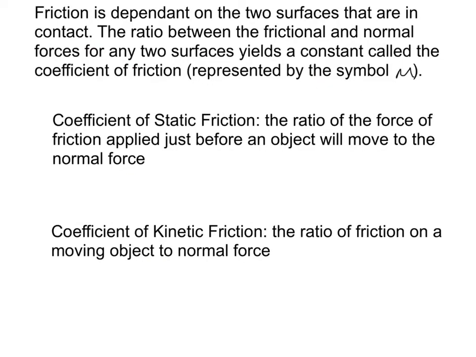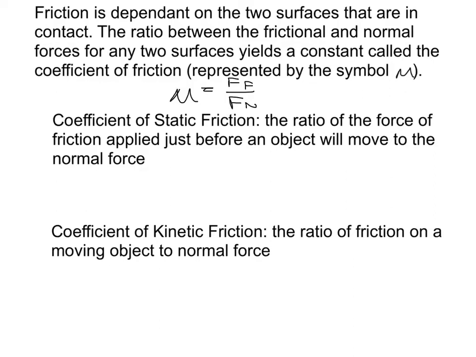So since friction is this attraction between the two surfaces, it obviously depends on the two surfaces that are in contact. So the value that the friction takes on is dependent on these. And the ratio between this frictional force and the normal force of an object is the constant called the coefficient of friction, and we use the symbol mu to represent that. So mu is the frictional force over the normal force. So it's the ratio of the frictional force and the normal force.